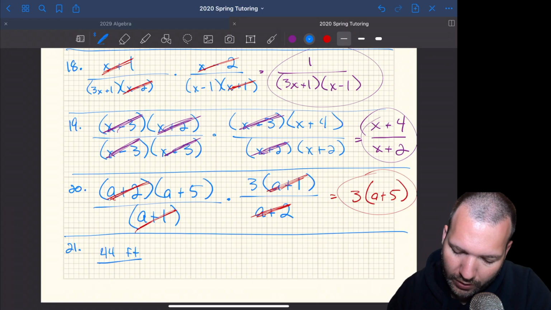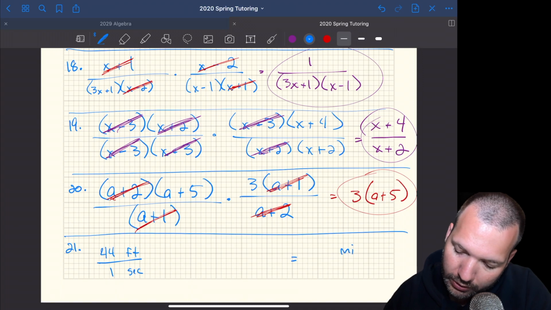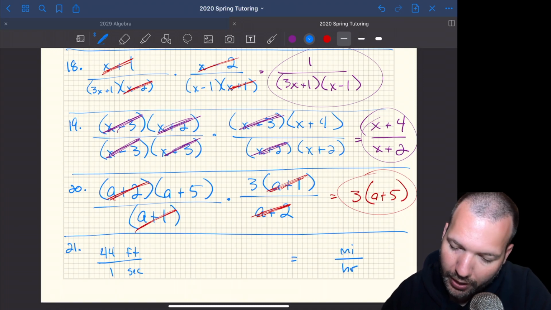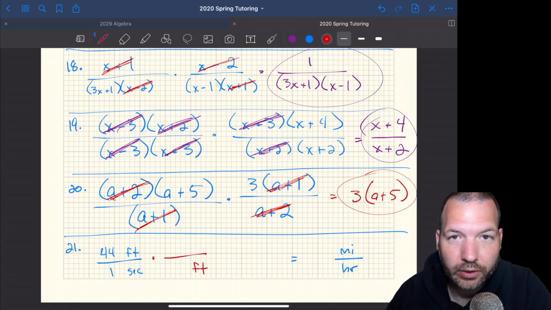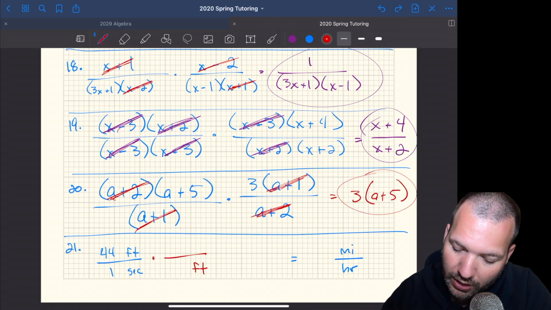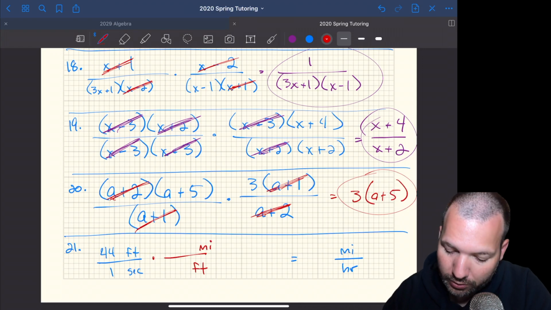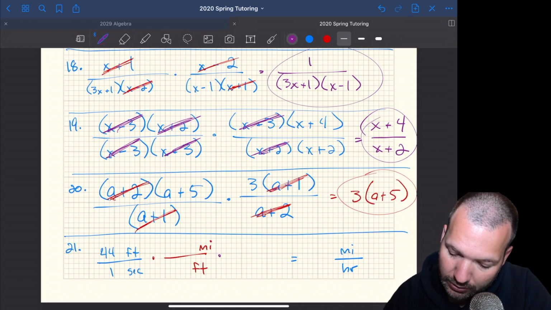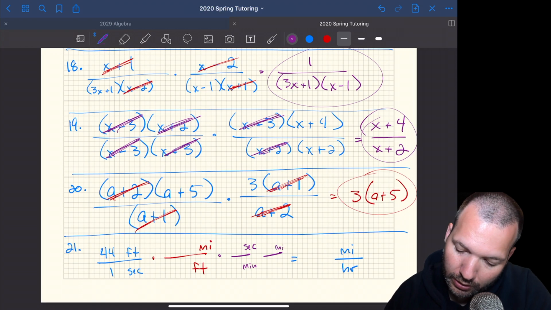44 feet per 1 second. But we want to turn this into miles per hour. So first of all, feet. If it's on top, we need to cancel it out by putting the same units in the denominator. Of course, that's a unit of distance, so that's what we're going to turn into miles. And then seconds, we're going to use 2 converters. Because it was in the denominator, we're going to put it in the numerator and turn it into minutes. And then minutes will turn into hours. And then we just need to write all the relationships down.